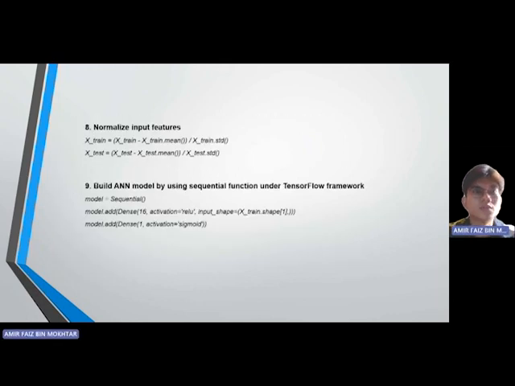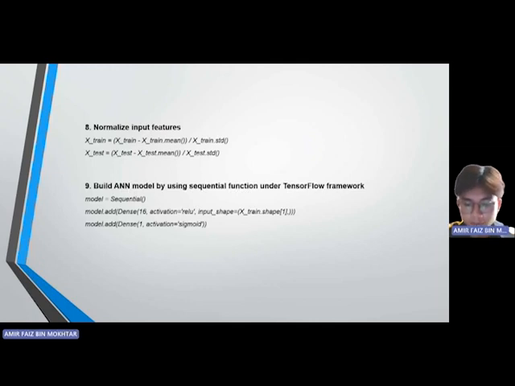Step 8 is to normalize the input feature. What we did here is use standardization by subtracting the mean and dividing by the standard deviation. This is done separately for the training and testing sets. The ninth step is to build the ANN model by using the sequential function under the TensorFlow framework.